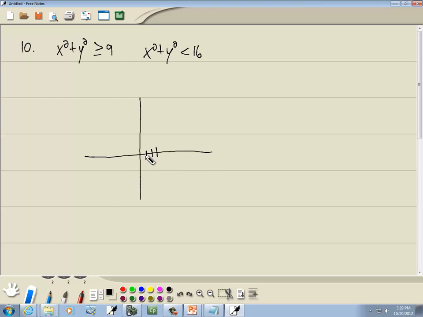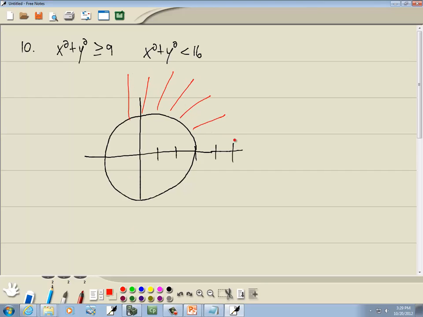Actually, let me do that again. Okay. X squared plus y squared equals 9 would be a radius of 3, and it's a greater than or equal to, so it's a solid line. So it's going around. It's supposed to be a radius of 3. Use your imagination. Greater than or equal to means it's shaded outside of that. If it was a less than or less than or equal to, it would be shaded on the inside. So it looks like that.